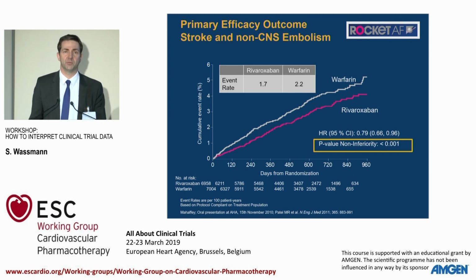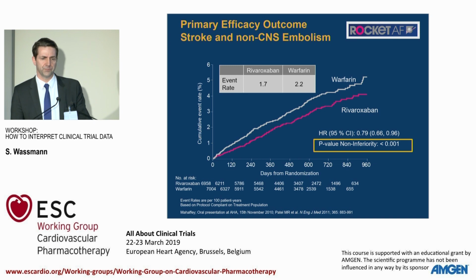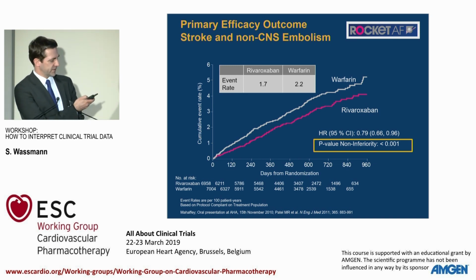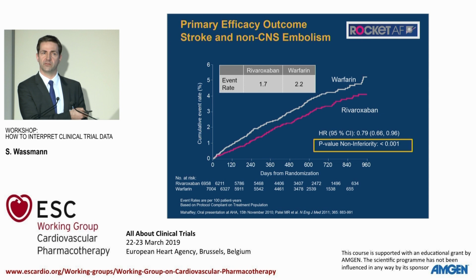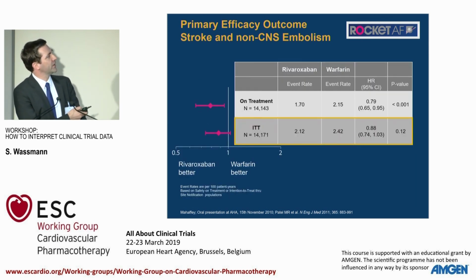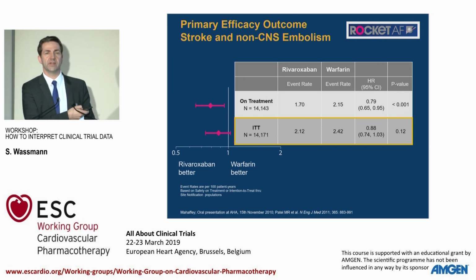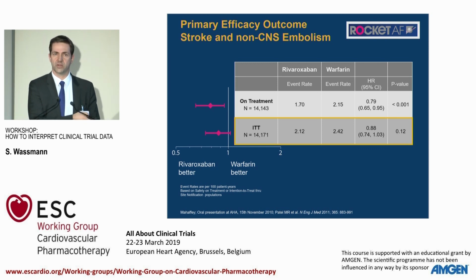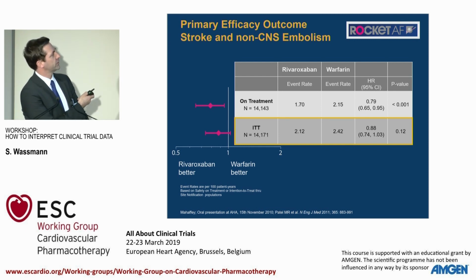Here we have the Kaplan-Meier analysis of the primary endpoint, and you see a difference between rivaroxaban and warfarin. This is the event rate here. Look at this: non-inferiority clearly met, that's statistically significant. So there's non-inferiority of rivaroxaban compared to warfarin. Okay, now here's the next analysis.